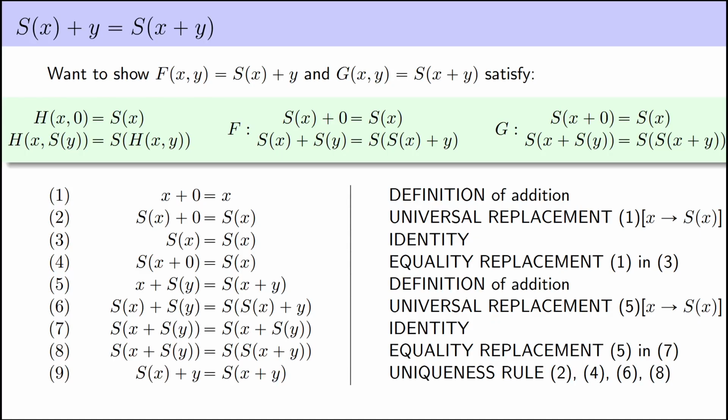So the uniqueness rule applied to lines 2, 4, 6, and 8 with this particular inductive definition of h allows us to prove the desired equality. And we can prove all of the basic properties of all of the primitive recursive functions that we could want similarly. For fun, you might want to try proving associativity of addition and distributivity. These are straightforward applications of the uniqueness rule and the definitions of addition and multiplication.